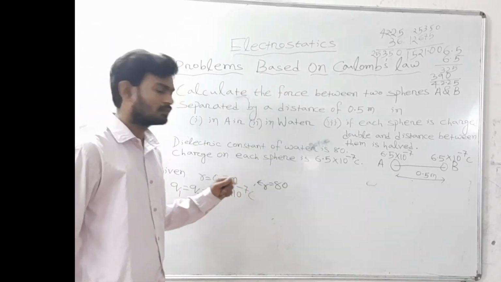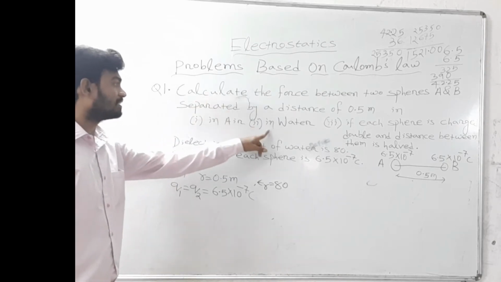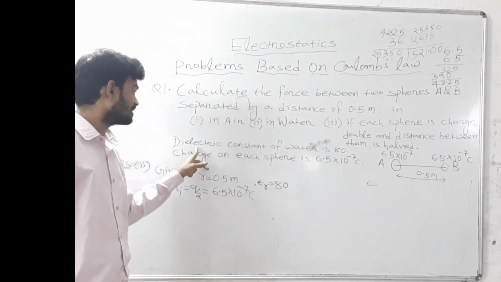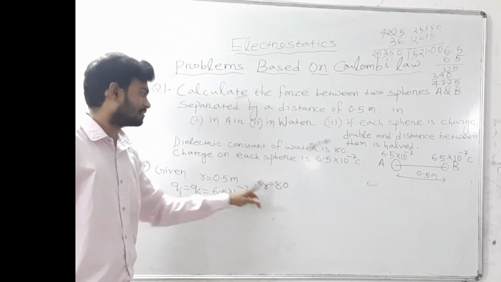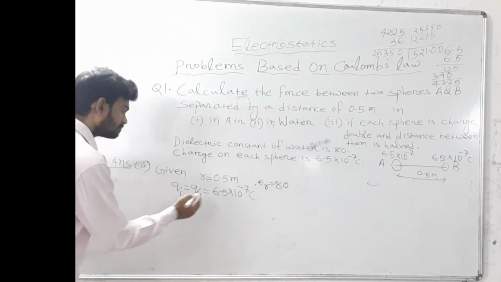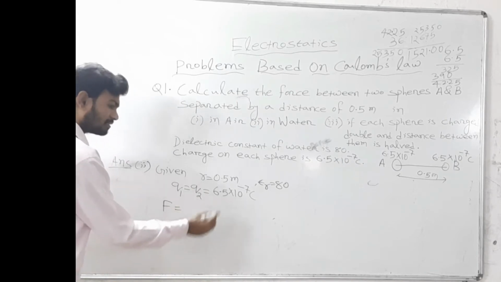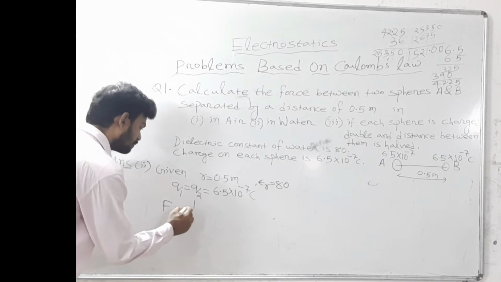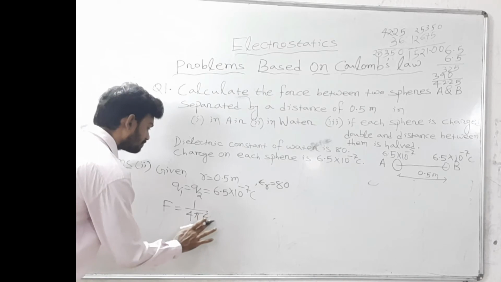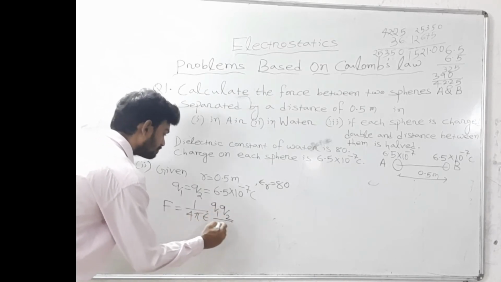Now, on the second question, we have to find the force in a water medium, and the dielectric constant of water is 80. That is, the relative permittivity is 80. So here we have to find the force in water medium. In any other medium, the force F is equal to 1 by 4 pi epsilon Q1 Q2 by R square.